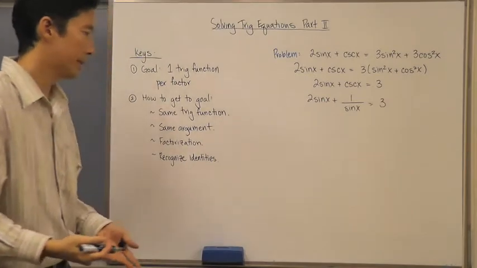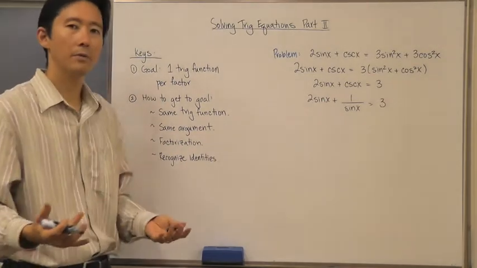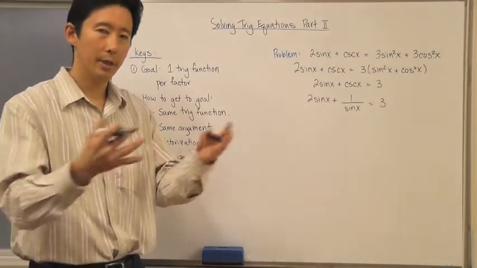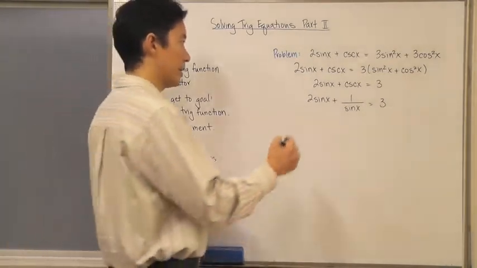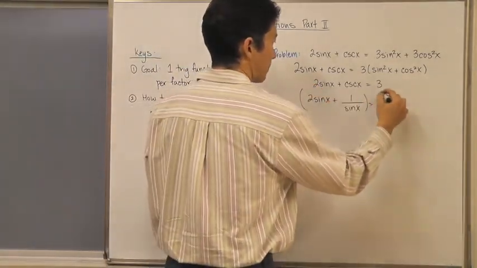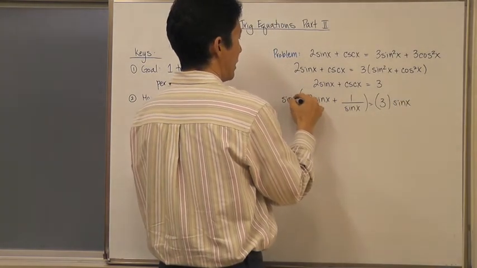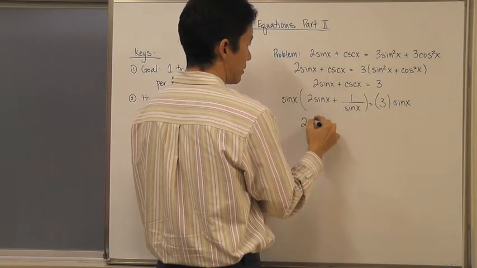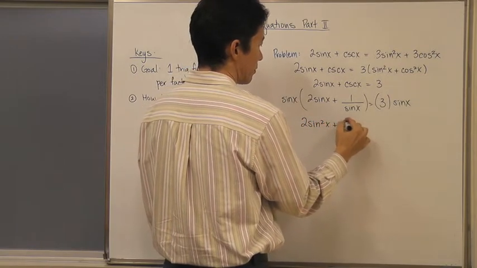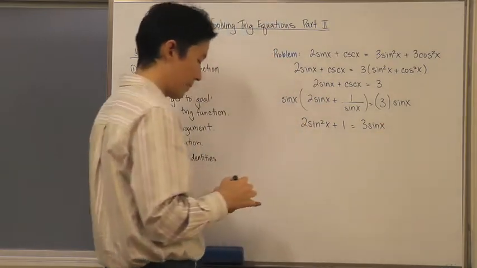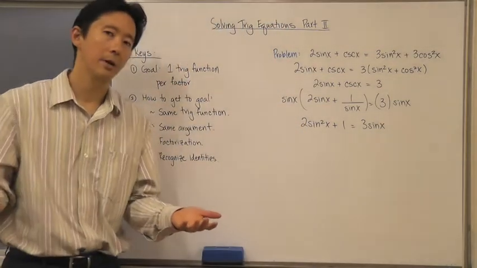Okay, now how do we go about doing this? Well, I don't like to deal with fractions very much. Let's multiply everything, both the left and the right hand side, by the sine of x. Okay, and if we do this, we come up with 2 sine squared x plus 1 is equal to 3 sine of x. Okay, now how did that help us?